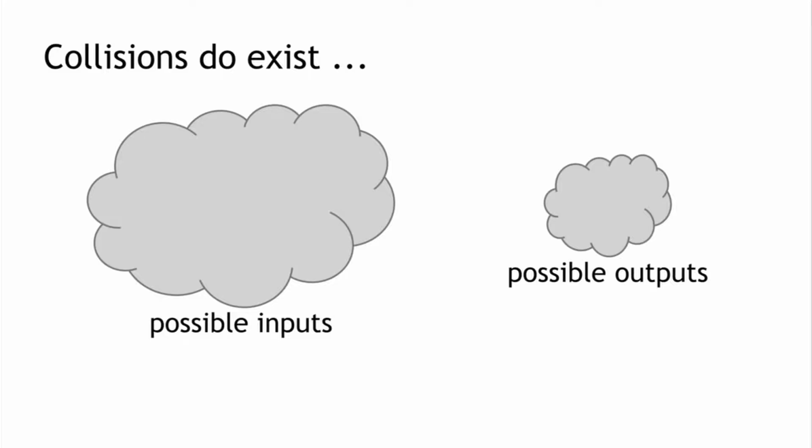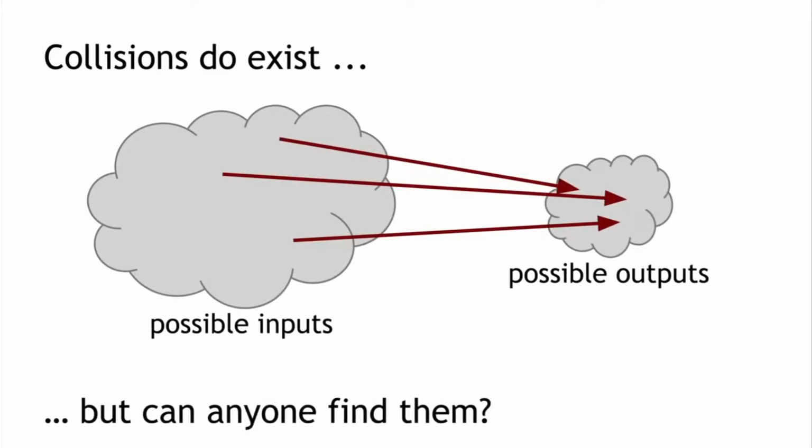And so if you think that every point over here on the left is going to be mapped by an arrow to some point on the right, you can see that as you go from all the points over here on the left into the right, it has to get crowded. And in fact, there have to be multiple values over here on the left that map to the same output over here. In fact, in general, there will be a very large number of possible inputs that map to any particular output. So collisions do exist.